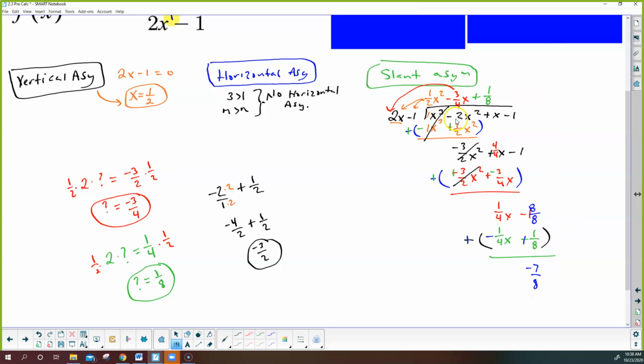Ugly remainder, not a super friendly problem, but this is just really good work with fractions. And we're going to ignore the remainder. And here's my slant asymptote. It's an equation.